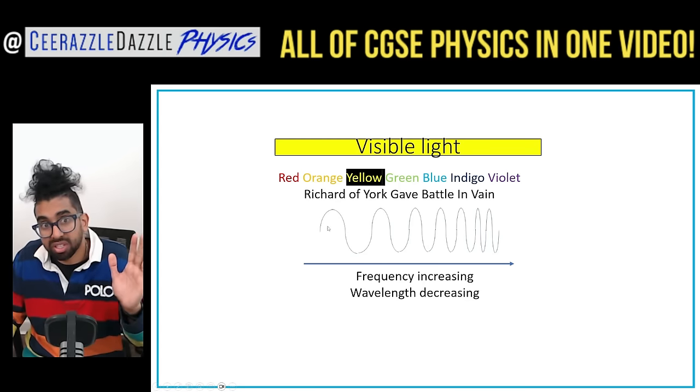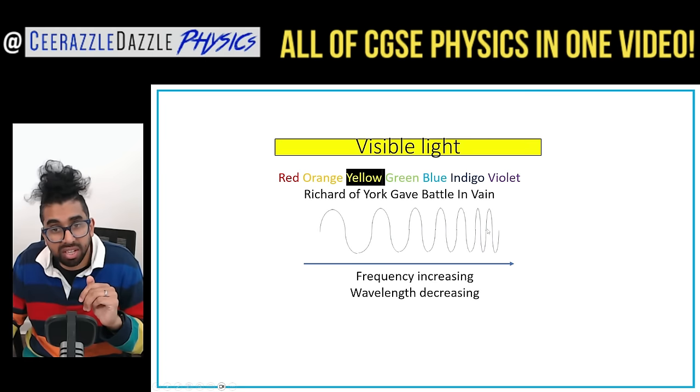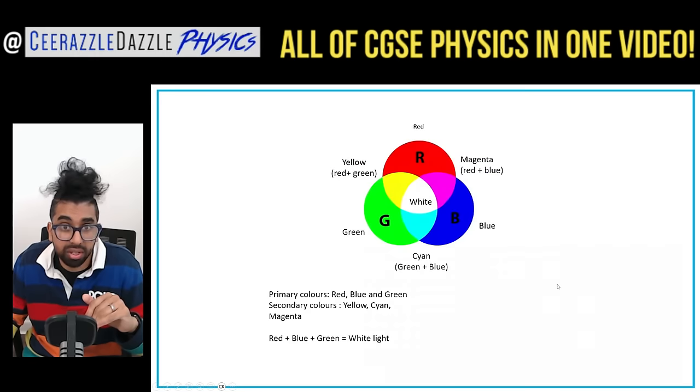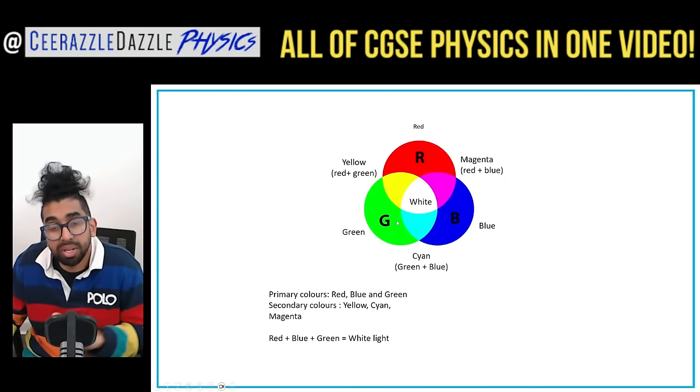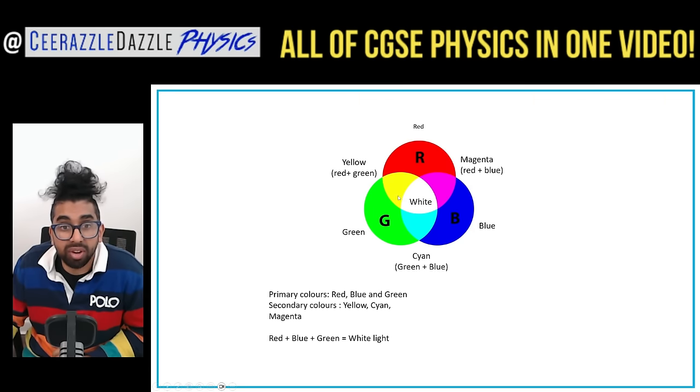On one side, red has the longest wavelength, and the violet side has the shortest. So the frequency is increasing and the wavelength is decreasing as you go across. Then here is the color spectrum. There are three primary colors: red, green, and blue, RGB.